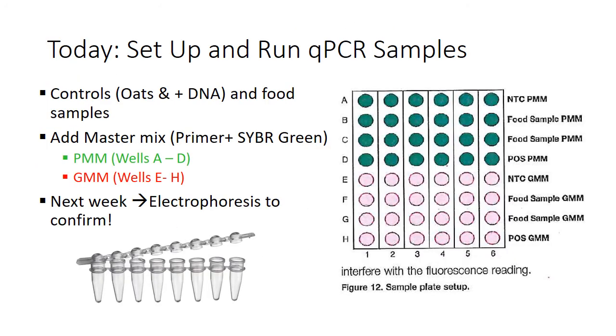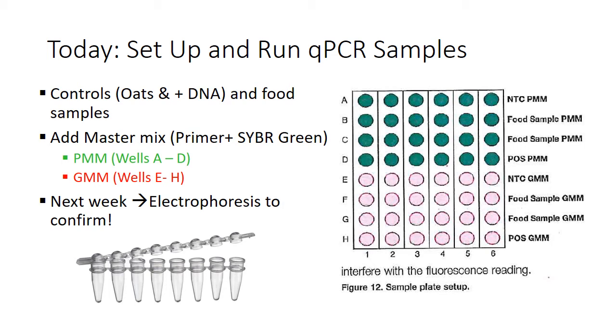So here's just a quick reminder of what we did in our last lab. You had to extract DNA from the oats. That was our negative GMO control. You had your positive DNA already extracted, and then you had your food samples. Each of us completed our samples by mixing them with the PMM and the GMM.